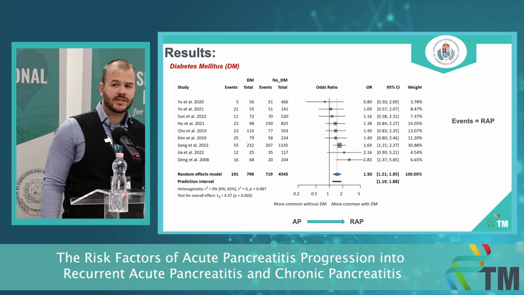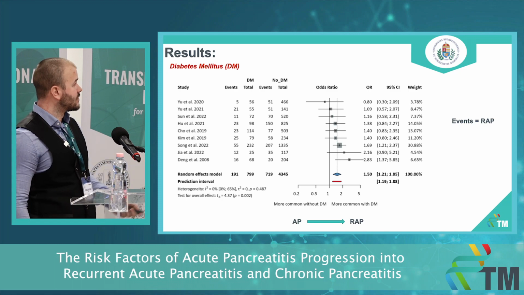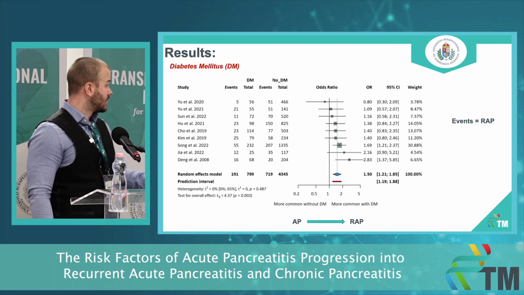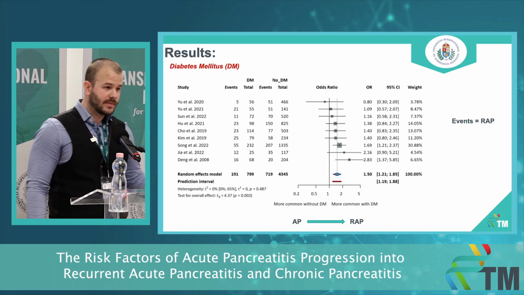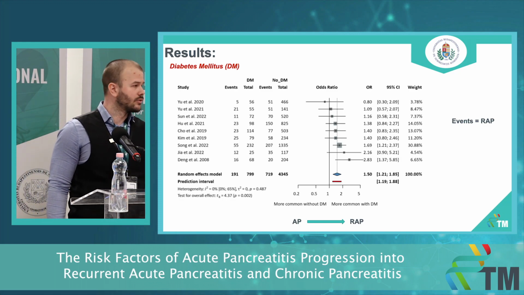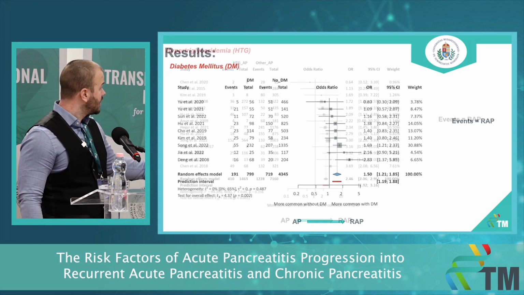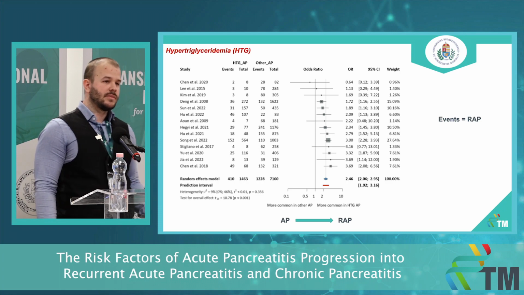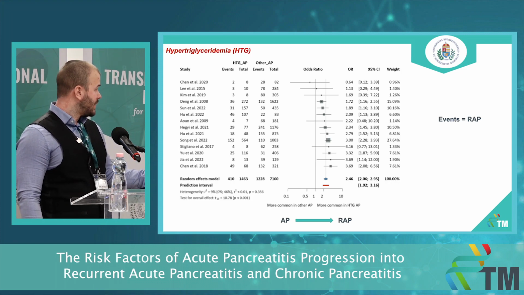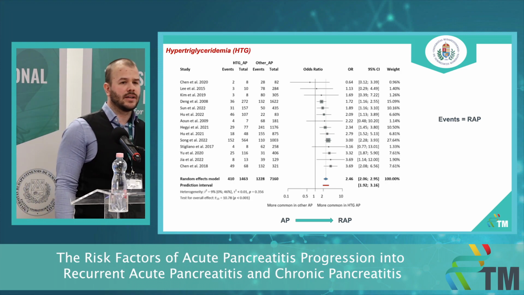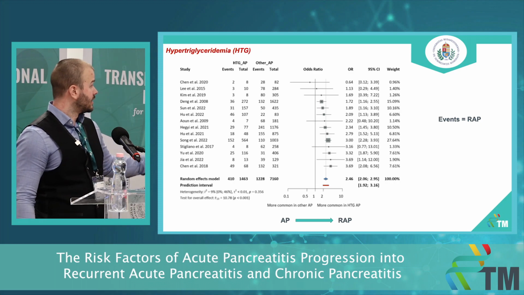As we anticipated a considerable between-study heterogeneity, a random effects model was used to pool effect sizes, and for the effect size measure, we used odds ratio with a 95% confidence interval. Here we found that among patients with acute pancreatitis, the presence of diabetes mellitus was associated with an increased risk of recurrent acute pancreatitis. And since the confidence interval does not include one, this result is statistically significant. Here we investigated the association between hypertriglyceridemia and the risk of recurrent acute pancreatitis, and we found that patients with hypertriglyceridemia had a more than 2 times higher risk of developing recurrent acute pancreatitis compared to patients without hypertriglyceridemia.